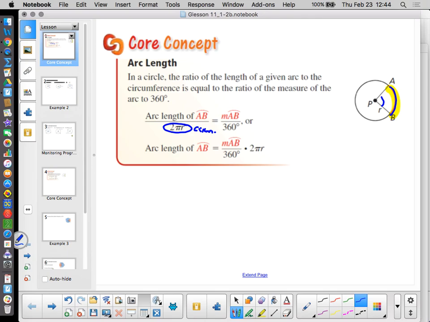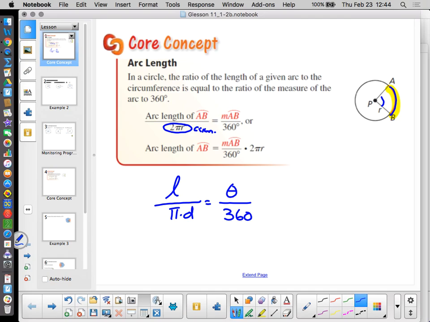The way I usually like to do it is arc length, which I'm going to abbreviate with a cursive L here, over circumference, which is pi times diameter. Let's use that formula since we were using that before, equals the measure of the central angle, theta, over 360. And again, all they're doing up above is redoing this equation by multiplying both sides by pi times diameter to get arc length by itself.